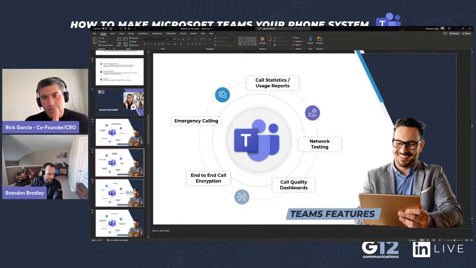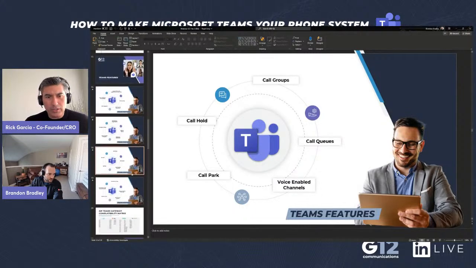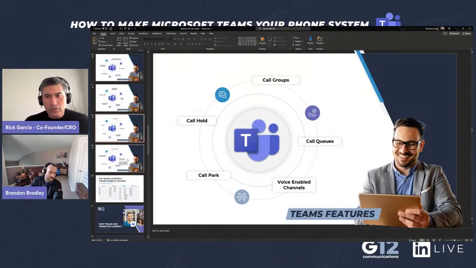Yeah. The last thing I'll say about this: if you're a healthcare organization listening right now, end-to-end encryption, when you work with a HIPAA compliant organization like G12 Communications and you're working in a platform like Microsoft Teams, you maintain your HIPAA compliance across the board.